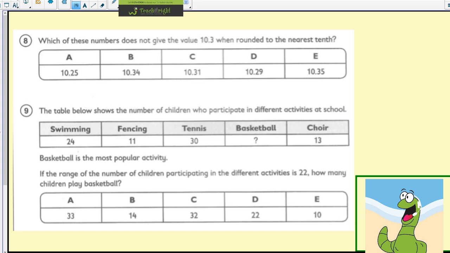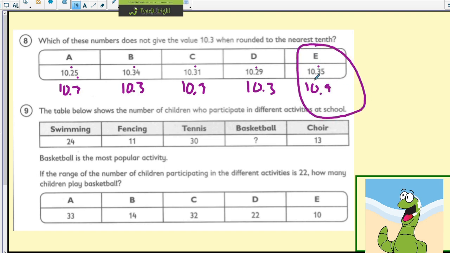Number 8. Which of these numbers does not give a value of 10.3 when rounded to the nearest tenth? So again, I'm going to work it out. This is my tenth. The 5 would round it up, 10.3. The 4 would round it down, keeping it as 10.3. This is a number I'm rounding down, and yes, I am, because it's a 1, so 10.3. Here the 9 will round it up, 10.3. Which means my answer is E. Because the 5 means this rounds up, 10.4.